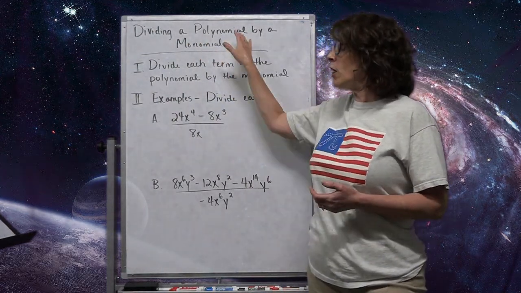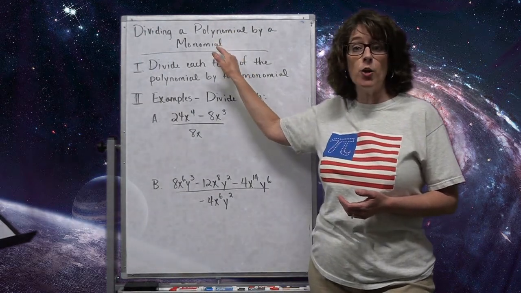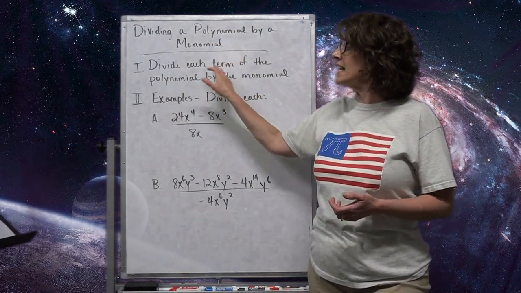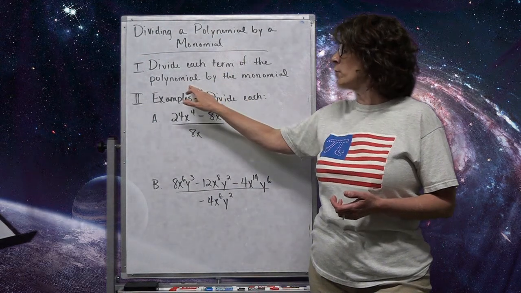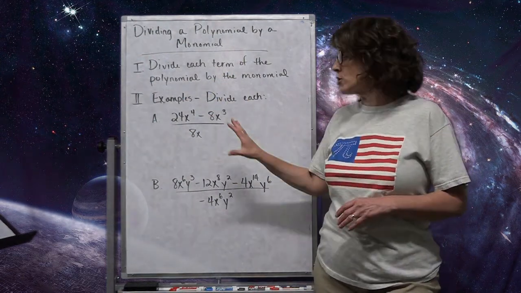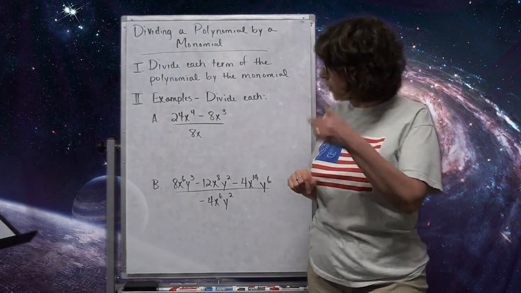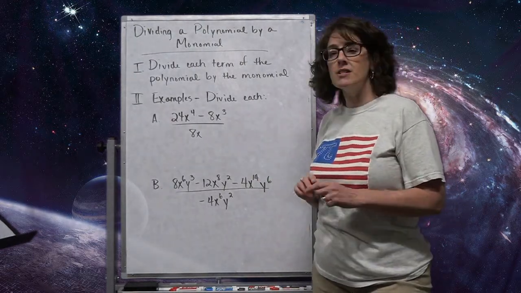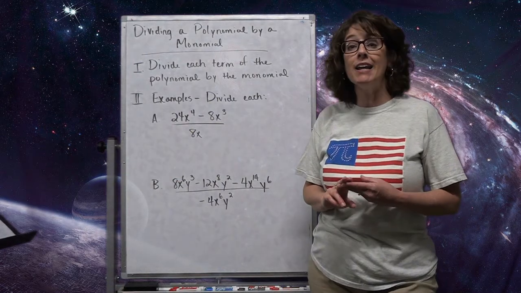So if you're taking a polynomial and dividing it by a monomial, what you're going to do is divide each and every term of that polynomial by that monomial. We're going to take a look at 4 examples, 2 here, and then we'll flip the board and get 2 more. And in this first example, notice that I'm taking a binomial.